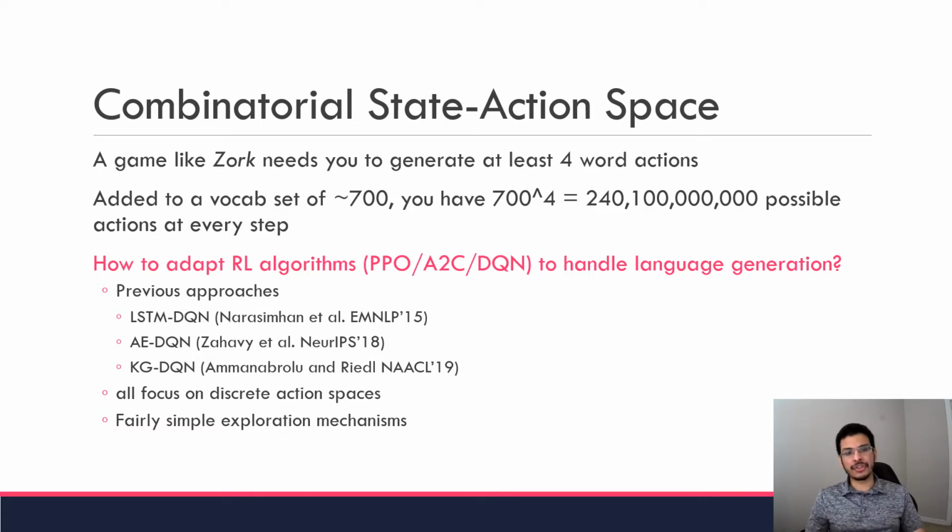So furthermore, a game like Zork requires you to generate at least four word actions, right? So you add this to even a fairly modest vocabulary set of around 700, you still get 240 billion possible actions that you can take in every step. So how is it that we can adapt RL algorithms, things that are generally designed for either small, discrete action spaces or continuous action spaces, to handle this sort of ridiculously huge space, right? So all these approaches also have fairly simple exploration mechanisms, right? So epsilon greedy, Boltzmann, whatever. And it turns out these don't really get us anywhere close to being able to solve these games. So what we really need is smarter exploration that thinks about the structure of the underlying MDP and that exploits it.